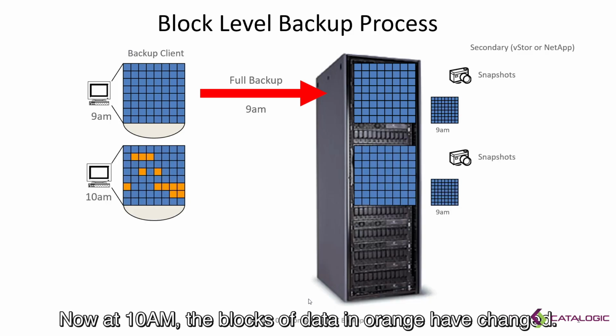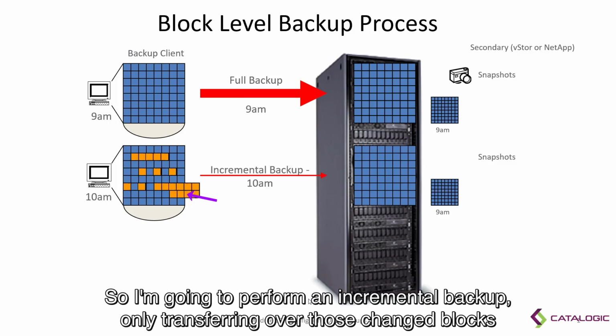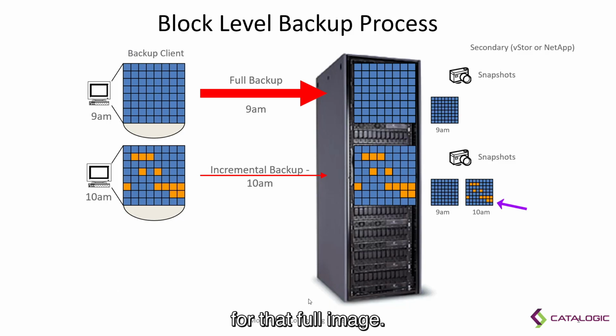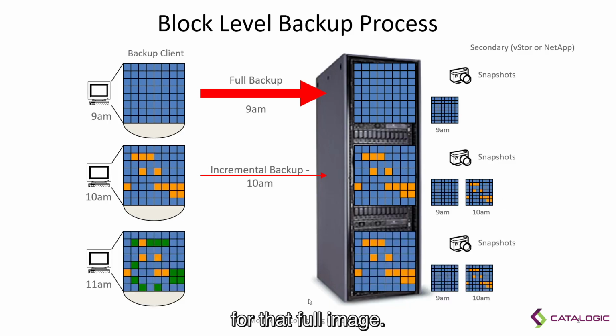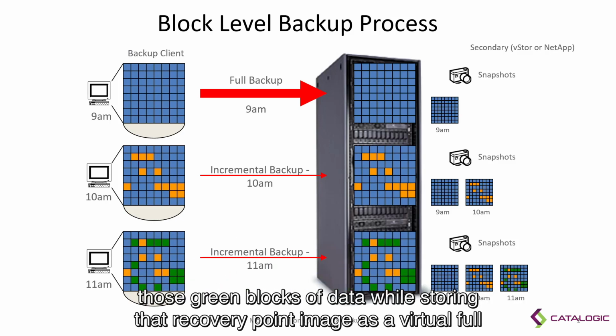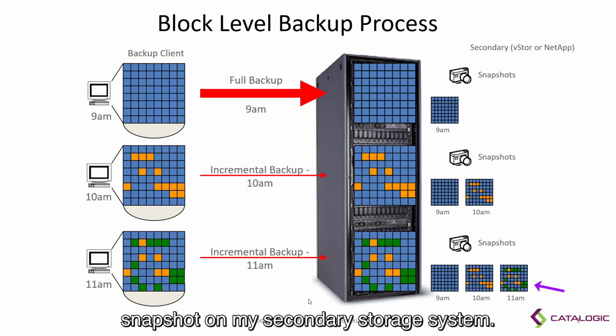Now at 10 a.m., the blocks of data in orange have changed, so I'm going to perform an incremental backup, only transferring over those changed blocks of data, but at the same time creating a recovery point snapshot on my secondary storage server for that full image. And at 11 a.m., the blocks in green have changed, and I'm just going to be transferring over those green blocks of data while storing that recovery point image as a virtual full snapshot on my secondary storage system.